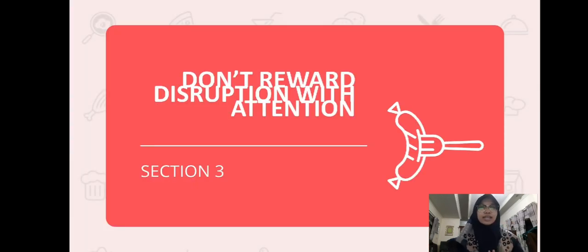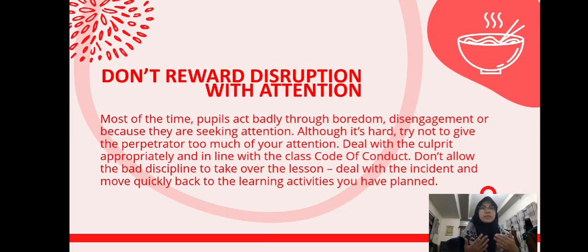But the third point is don't reward disruption with attention. It means that most of the time, pupils act badly through boredom, disengagement, or because they are seeking attention. Although it's hard, try not to give the perpetrator too much of your attention. Deal with the culprit appropriately and in line with the class code of conduct. Don't allow the bad discipline to take over the lesson. Deal with the incident and move quickly back to the learning activities you have planned.